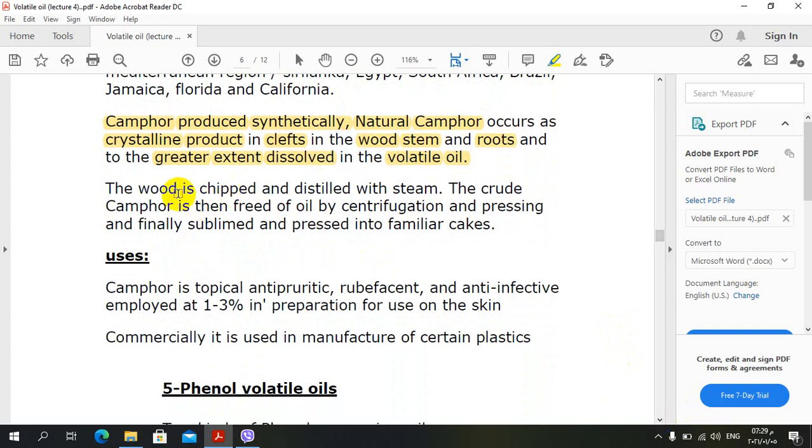The wood is chipped and distilled with steam. The crude camphor is then freed of oil by centrifugation and pressing, and finally sublimed and pressed into the familiar cake.